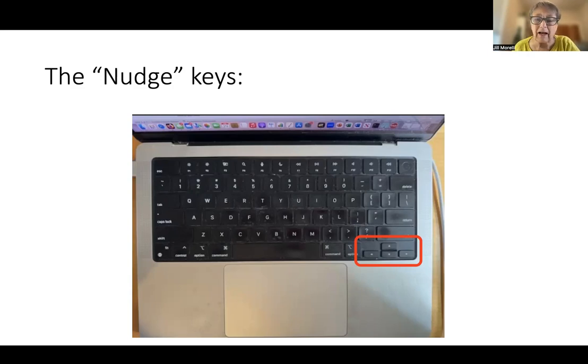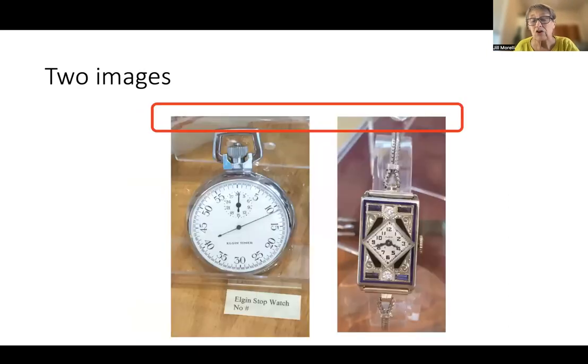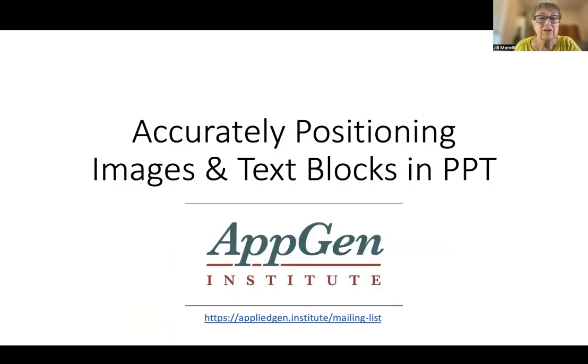And so just by using the up arrow or the down arrow, you can get an image to line up perfectly across the top. So that's how you accurately position your images and text blocks in PowerPoint. So don't hesitate to use that tip the next time you're putting together a PowerPoint and you can't get it quite to work. Now, I will tell you, this works on Keynote as well, which is the Mac equivalent.